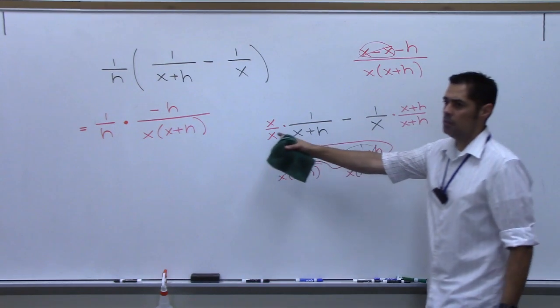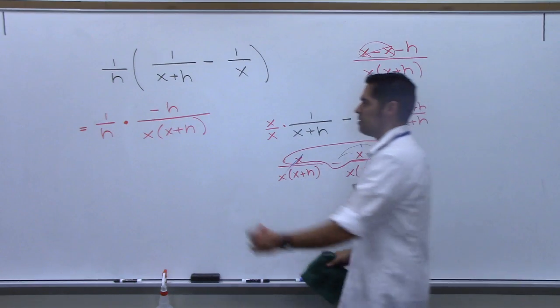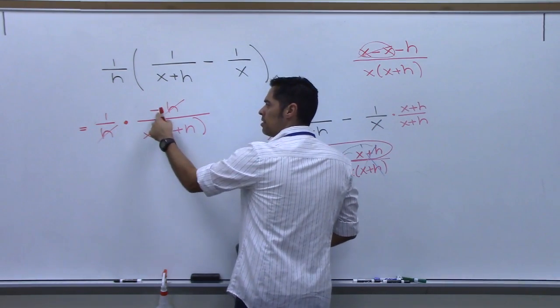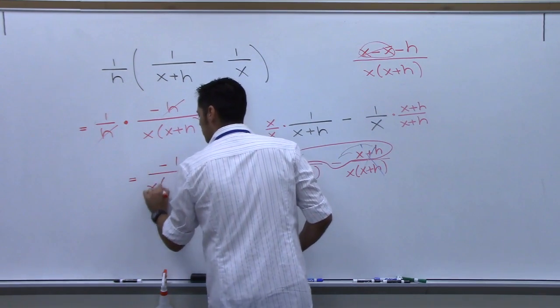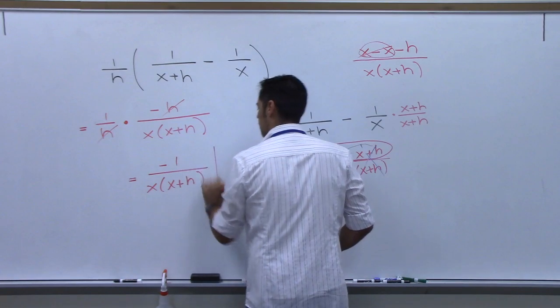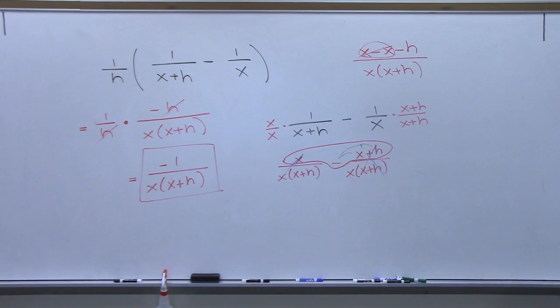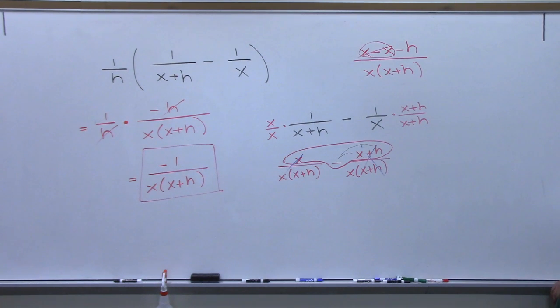What about this, though? Cancel out the h. You can take these h's because it's multiplication. Right. And there's still a negative up top, so you're going to get negative 1 over x times x plus h. That's it right there. That's why I got it wrong. You see it now? Yeah. I forgot that the h is in parentheses with the negative 1, so that's why I missed that. Okay.